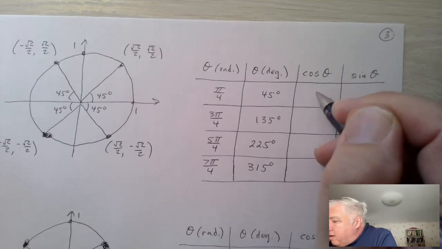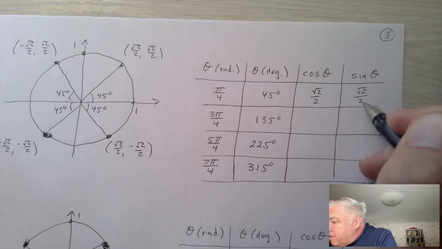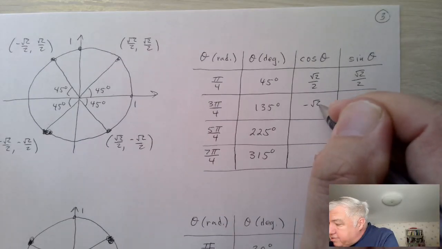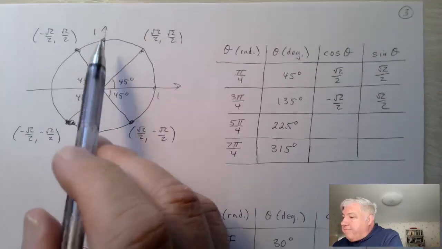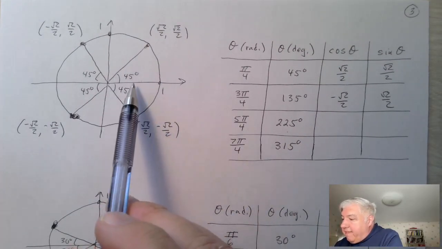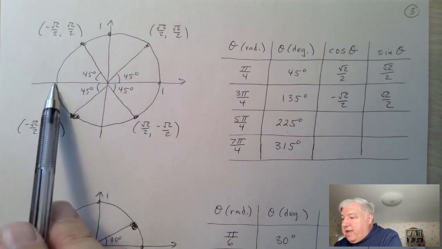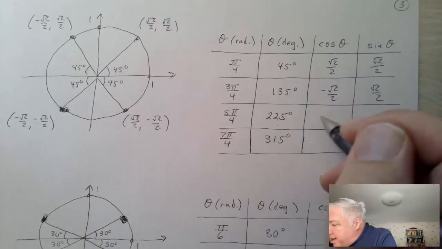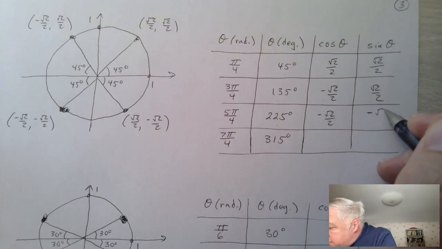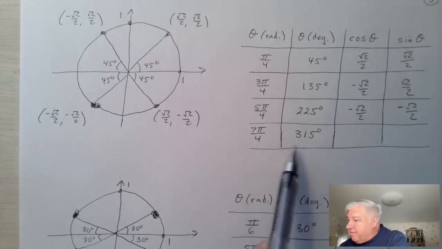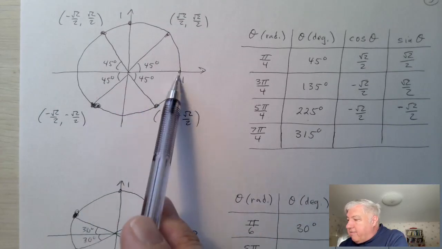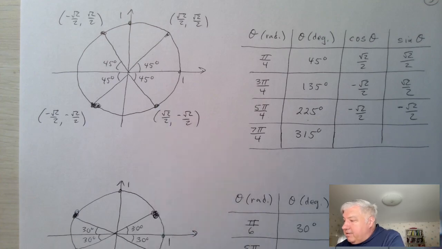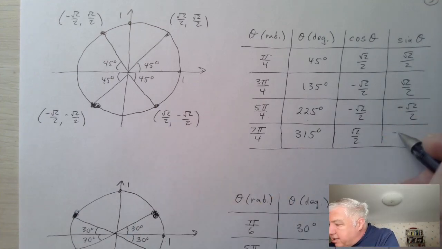We already knew that the cosine and sine of 45 degrees are both square root 2 over 2. 135 corresponds to this point, which would be minus square root 2 over 2, square root 2 over 2. Now, 225, or 5 pi over 4: from here to here is 180, and 180 plus 45 is 225, so these would be the cosine and sine of that angle. Then 7 pi over 4, or 315: from here to here is 270, add 45, and you get 315. So the cosine would be root 2 over 2, and the sine negative root 2 over 2.